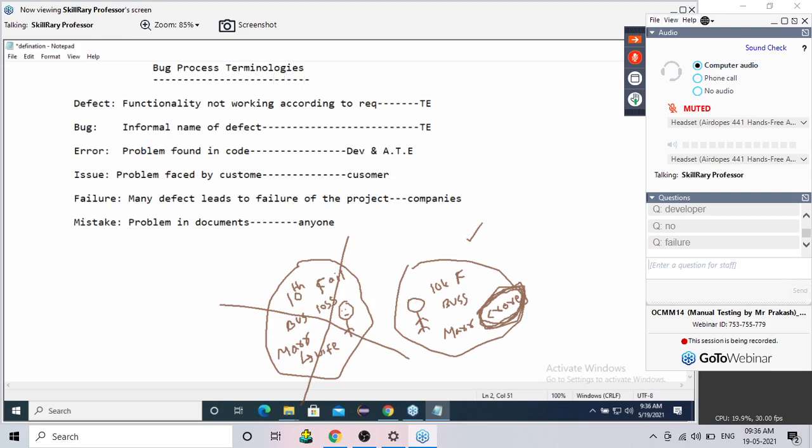Write it, guys. Everyone quickly write it. Any heading you can take. There is no particular heading for this, guys. So write this. All these words you write it.